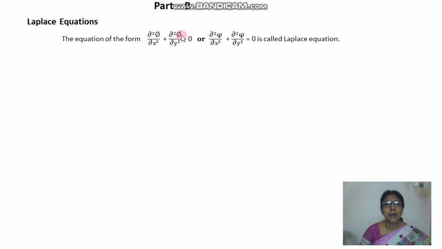Here phi is any function. Similarly, psi is also another function: ∂²ψ/∂x² + ∂²ψ/∂y² = 0. In place of phi, you can take psi or f or g or u, any one. So just remember this equation only. The equation of the form ∂²φ/∂x² + ∂²φ/∂y² = 0 is called Laplace equation.